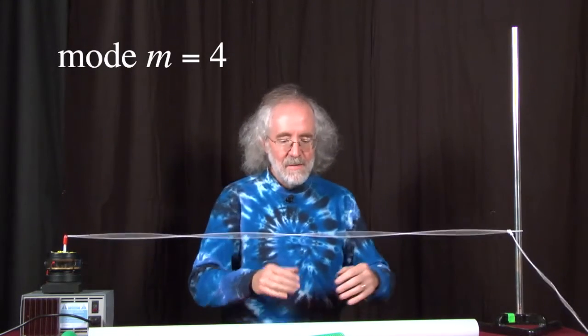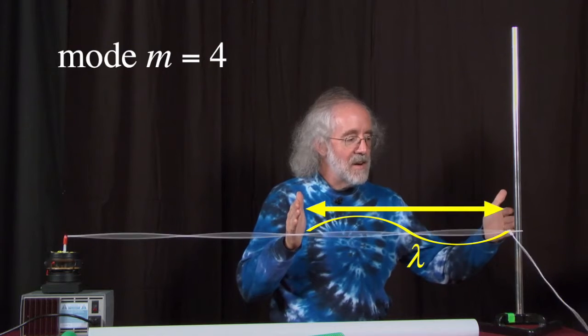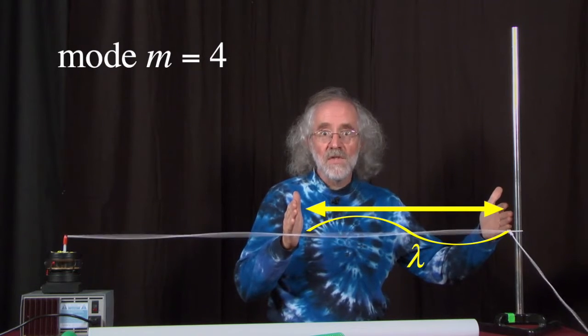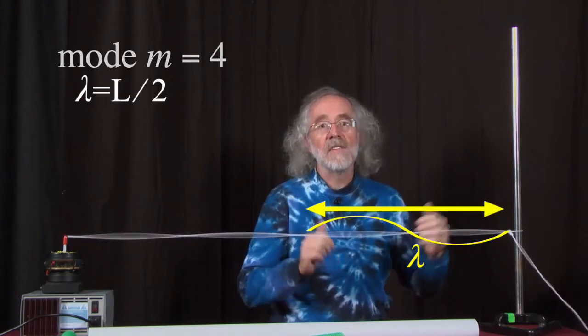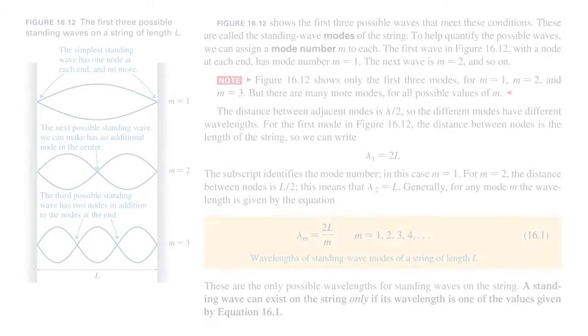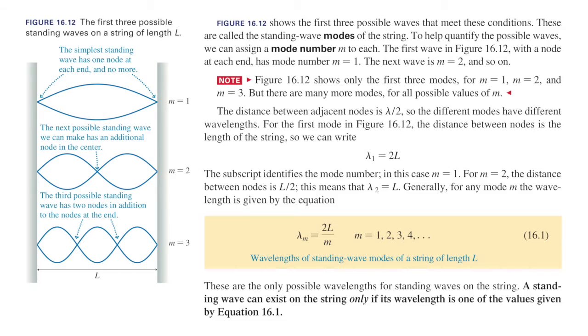The wavelength is this length right here. If you think about how the wave is moving the string, this is the wavelength. So the wavelength is 1/2 the length of the string. So clearly there's a relationship between the mode number, the length of the string, and the wavelength. And this is one of the relationships you'll see in the chapter.